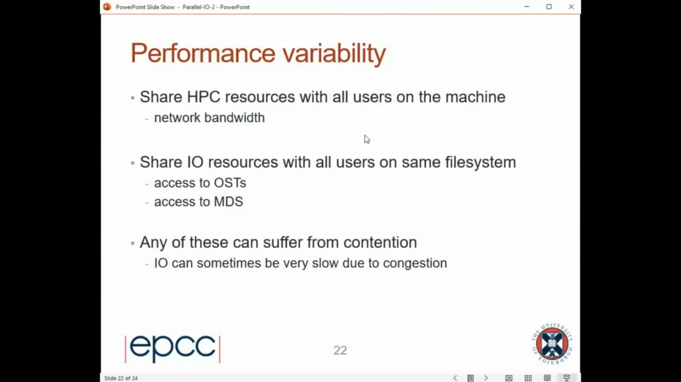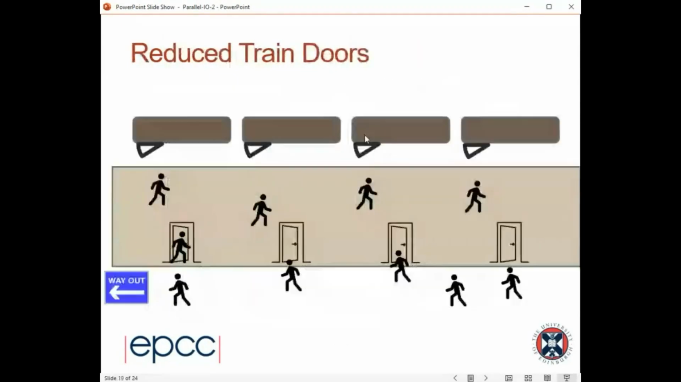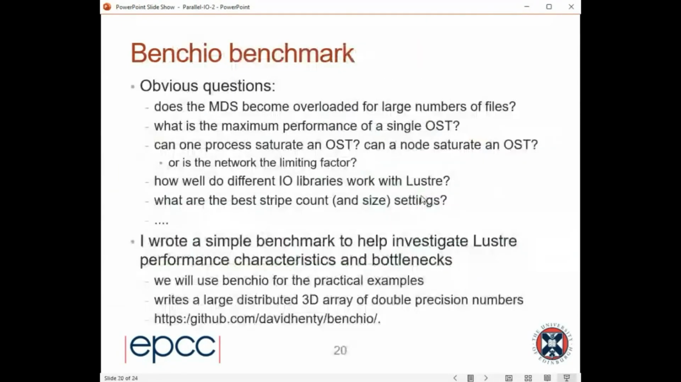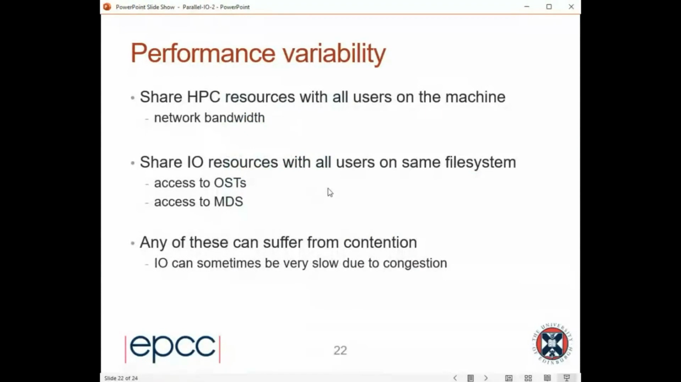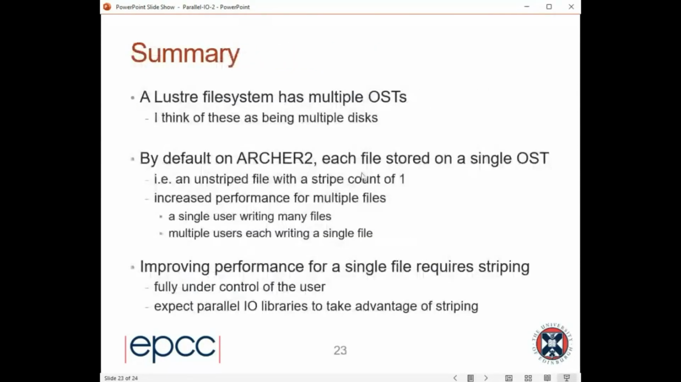So we'll have 5 minutes. Just performance variability. Benchmarking I/O is tough. We share the HPC resources with all users on the machine, and we share the network bandwidth. We're all using the same platform, and so I/O results can be quite variable. You share the network with all users, you share the OSTs with all users, and you share the MDS with users on your file system. So at any one point, these can suffer from contention, and you can get slow results due to congestion. That's possibly going to be a problem on this course, because we're all hitting the file system at the same time, as we're all running these benchmarks. But performance is very variable.